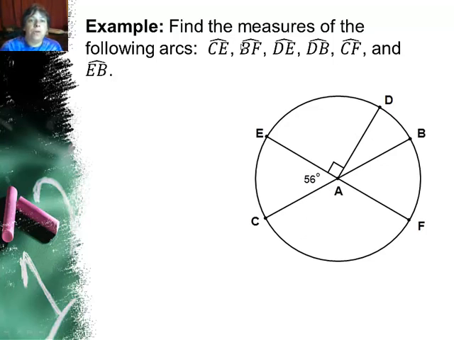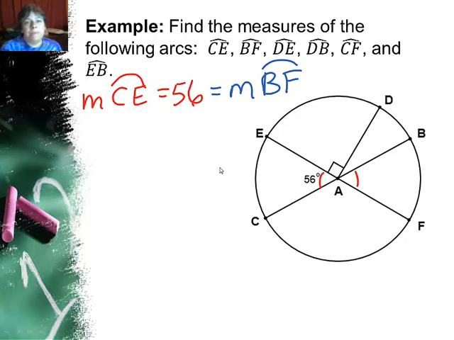Well, first of all, these are arcs right here. You can see the little curved line on top of them. And we're going to find their measures. So first of all, I know the measure of arc CE equals 56 degrees. I should have the degrees there. Then, since these are vertical angles, arc BF is also 56 degrees. So those two are congruent. Arc DE, because this is a 90-degree angle, is 90 degrees.